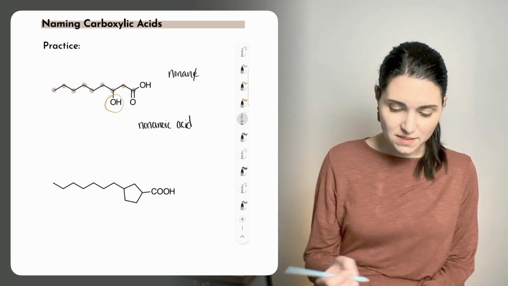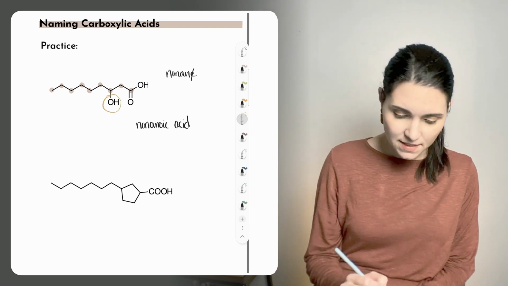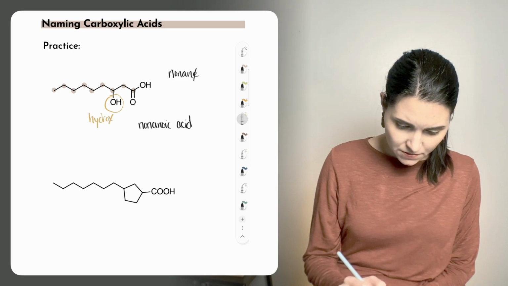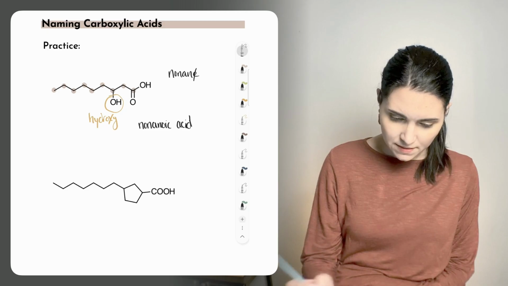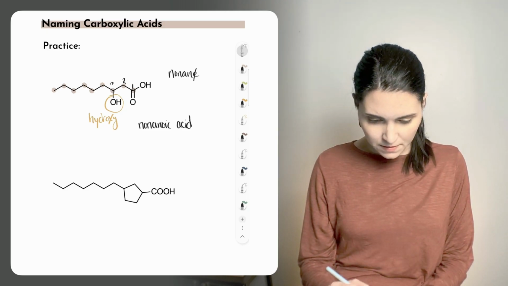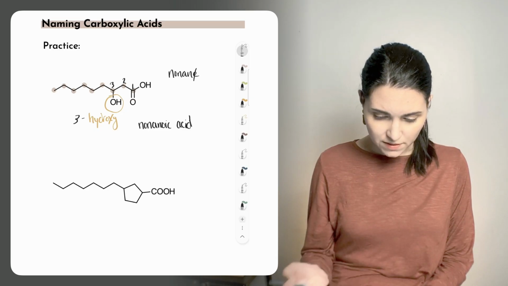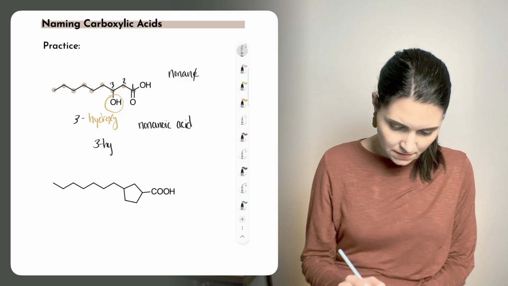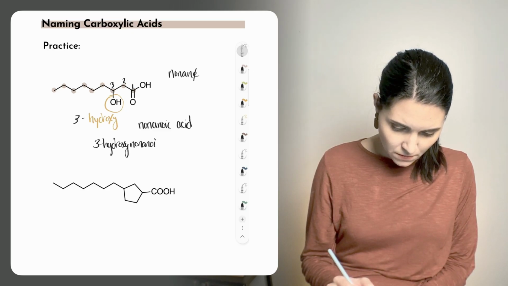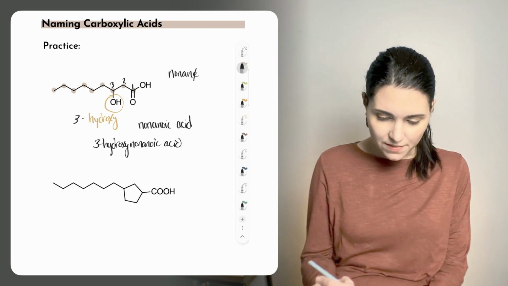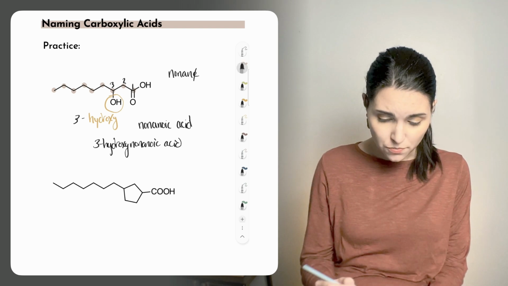And then in terms of substituents, we have an OH. And remember, when it's a substituent, because it's less important than the acid, the OH is named as a hydroxy substituent. And we'll number starting at the carbonyl. So we get a 3 for that hydroxy. So all together, 3 hydroxy nonanoic acid.